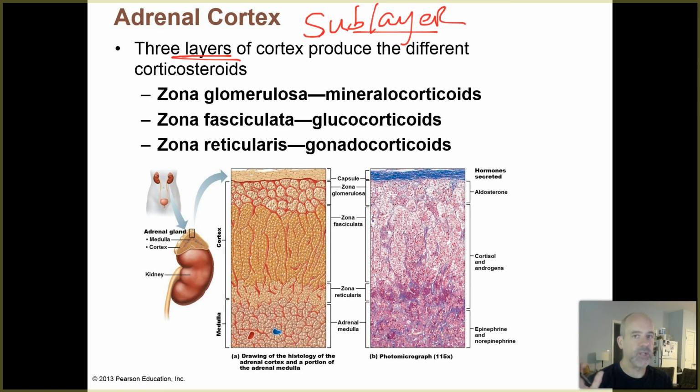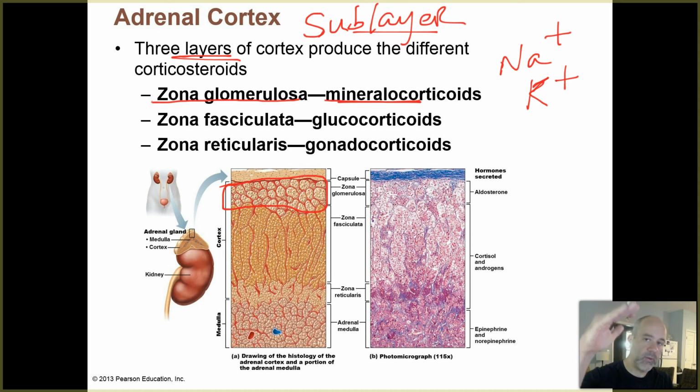And each one has a zona name. The outermost sublayer of the adrenal cortex, right in there, is called the zona glomerulosa. The hormones made by the cells in that sublayer are collectively called mineralocorticoids, because they play important roles in regulating the levels of certain mineral ions in your body fluids, primarily sodium and potassium. And we'll see more about that shortly.